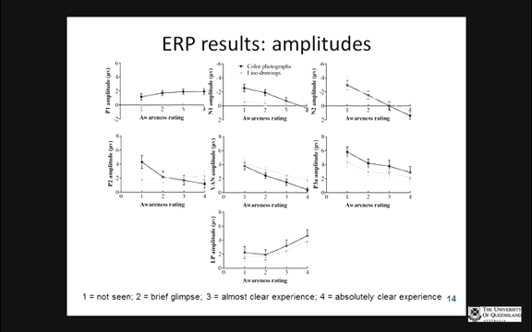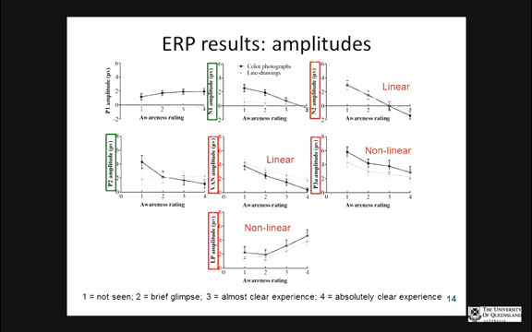Here are the mean amplitudes of each component. From the figure, we can see the N1, P1, and P2 were not consistently correlated with awareness ratings. The VAN and N2 consistently correlated with awareness ratings in a linear manner. The LP and P3A correlated with awareness ratings in a nonlinear manner.